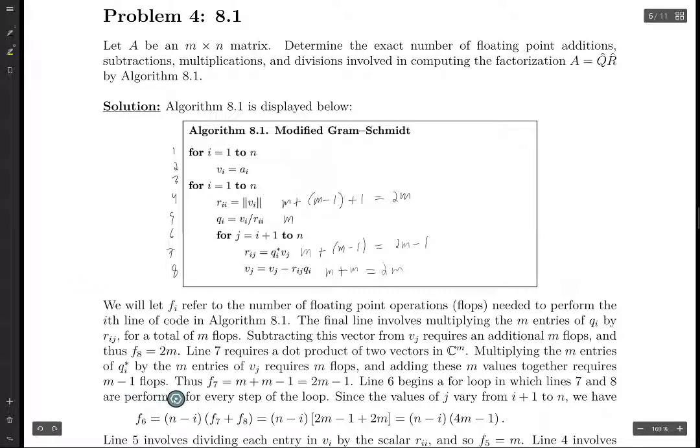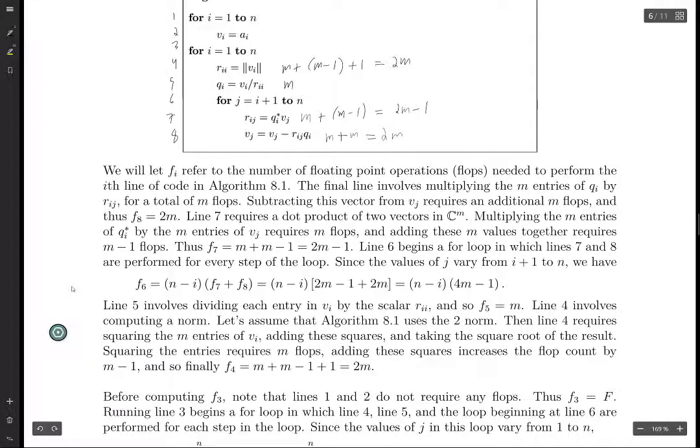is n plus i. And then for each of those loops, we have to do line 7 and then line 8. And so we take n minus i and we multiply by 2m minus 1 plus 2m, and that just becomes n minus i times 4m minus 1. All right, then we move on.